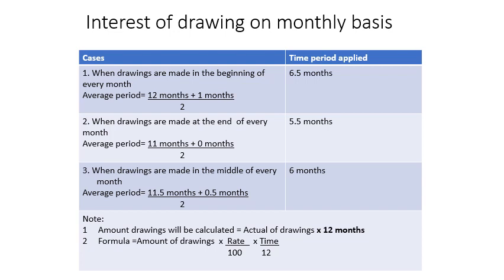The formula is: the amount of drawing is to be calculated. In all three cases, if I take the example of 500, multiplied by 12 months, the result will remain 6,000. Then the rate will be applied, which is normally given in the question. But the time period has to be calculated, so I am focusing on how to calculate the time period.